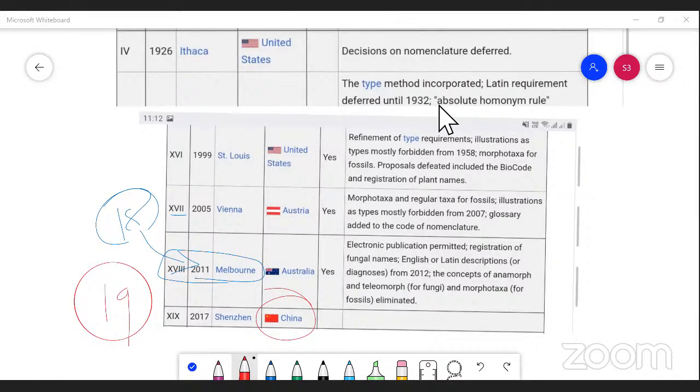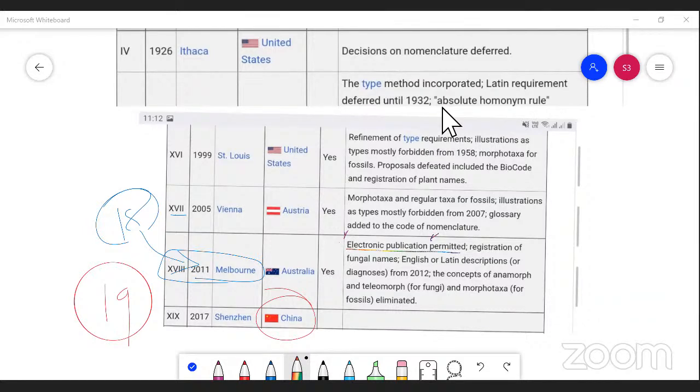Actually, in Melbourne, an important decision was made. An important suggestion was accepted, that electronic devices are also permitted. Previously, in the first, second, third and fourth Botanical Congresses, only specimens were allowed, I mean herbarium sheets, to identify, classify, describe and name. But recently, from 2011, when the 18th Botanical Congress was held, the usage of electronic devices has been permitted, in order to register fungal names.